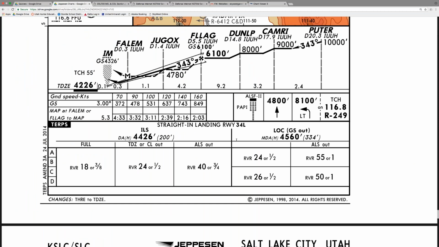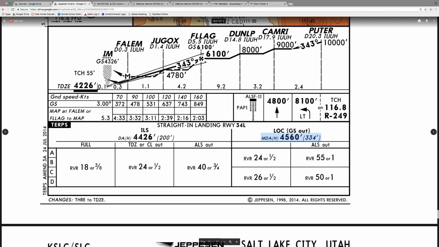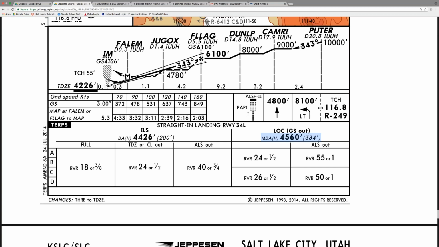So yeah, it's just talking about the standard localizer approach, the MDA for the standard localizer. Here we see the localizer, and it goes from 4560 up to 4640. So it's 80 feet, right? You just raise it.